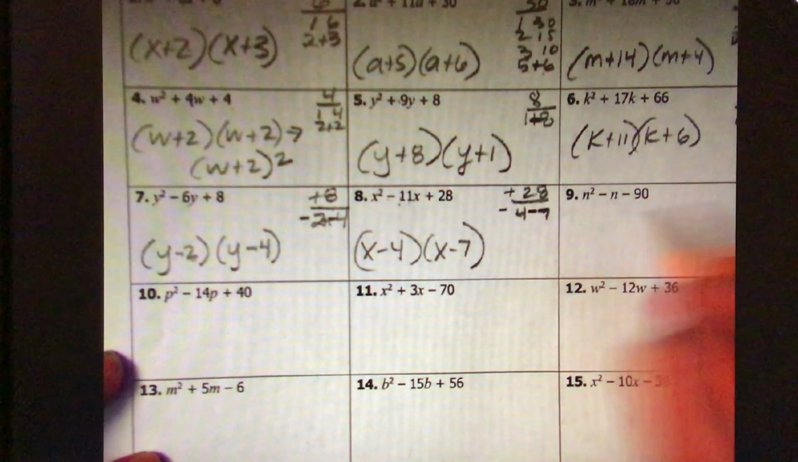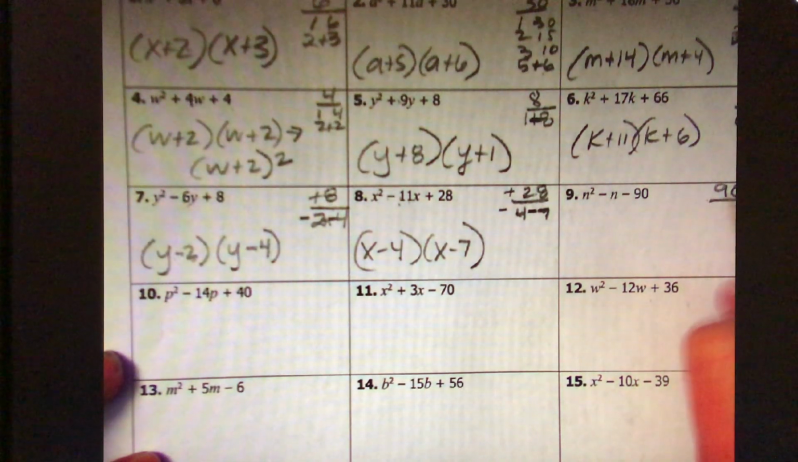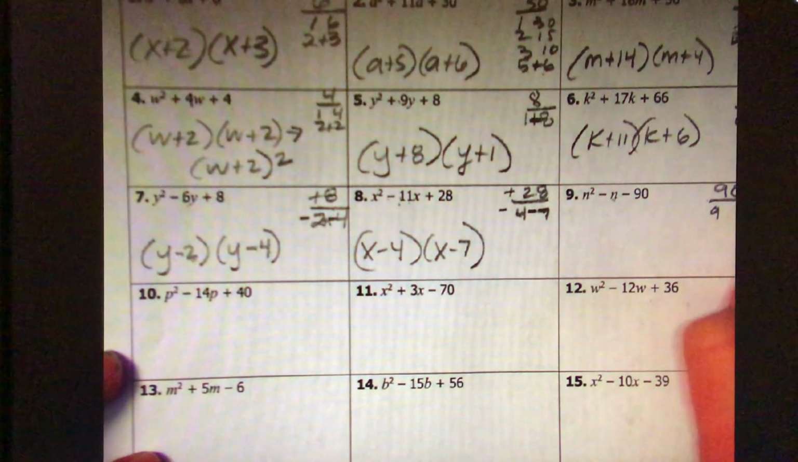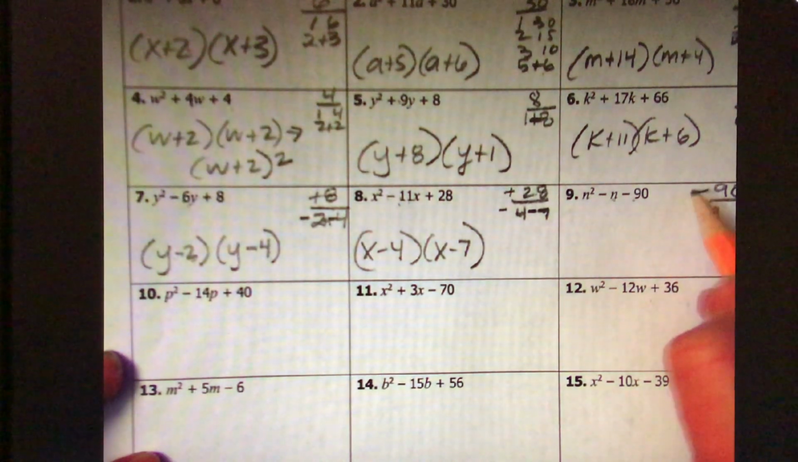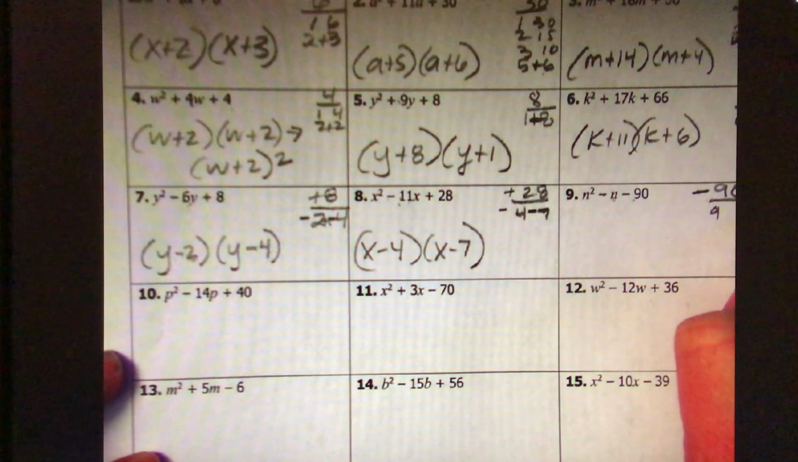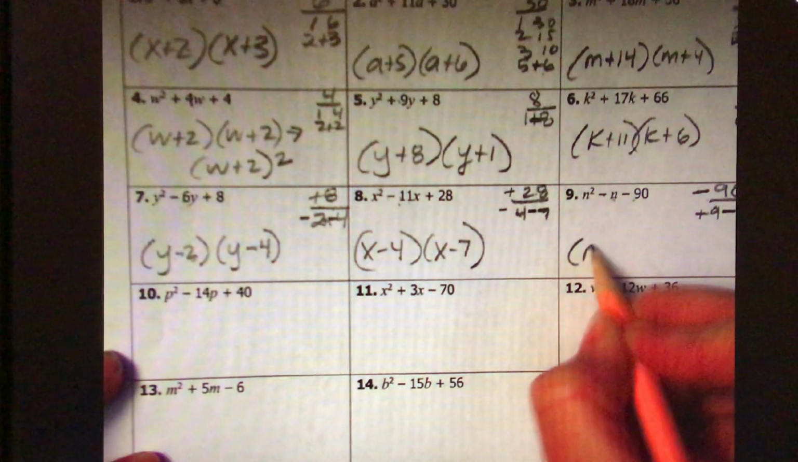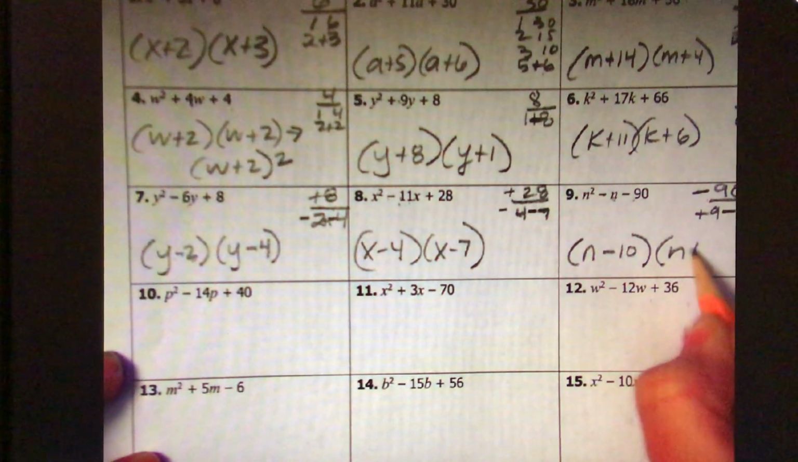Number 9, I've got 90, and I'm looking for 2 numbers that are 1 away from each other, if you think about it, which I know are 9 and 10. It's going to be a negative 90, and I got the negative sign winning. So the larger factor has to be negative. So now we have n minus 10, n plus 9.